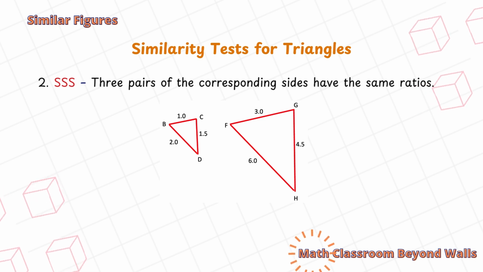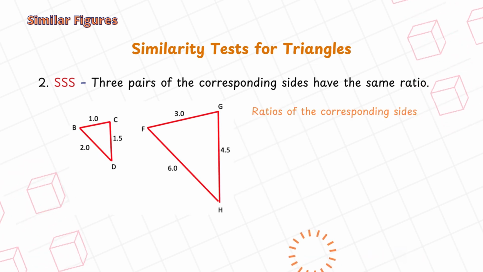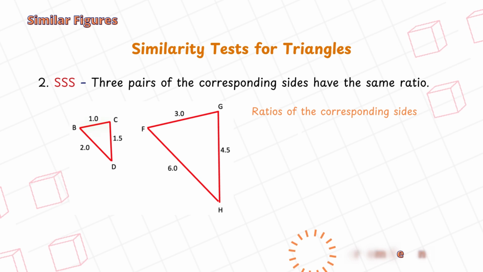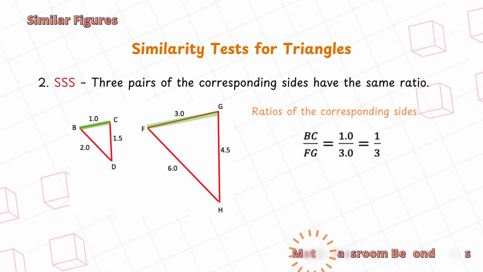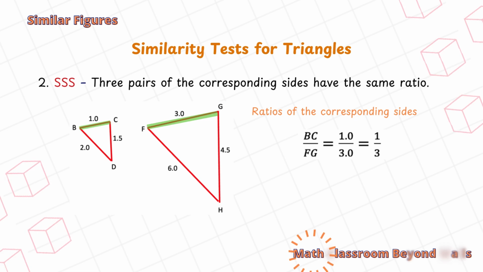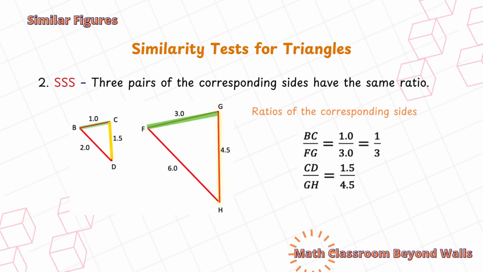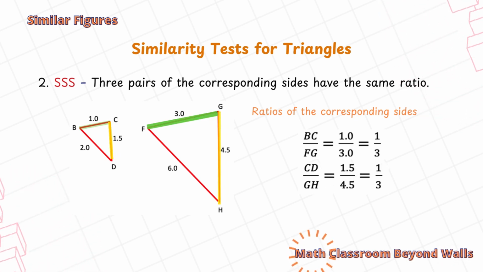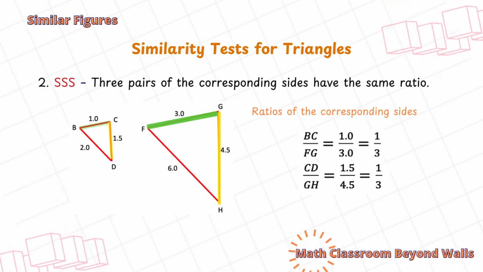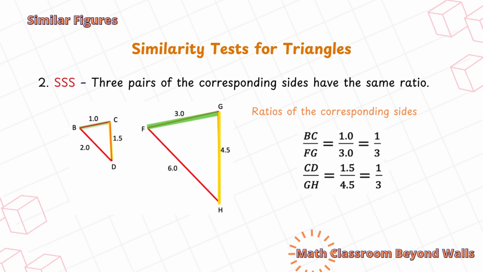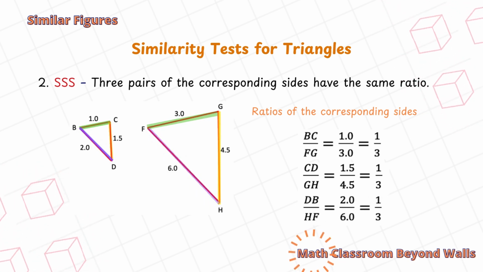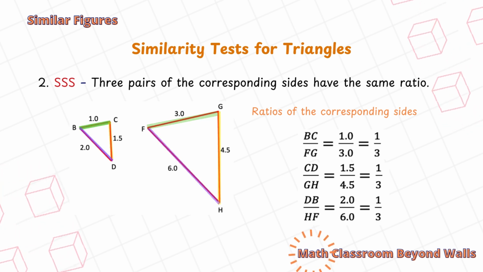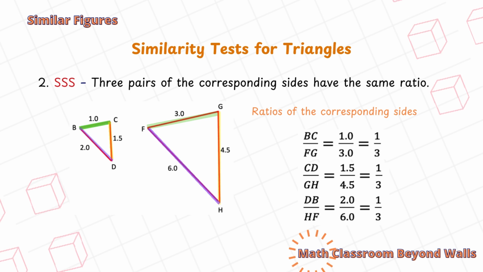Let's go. Setting up the ratio gives us the following. BC over FG is equal to 1 over 3 equals 1/3. CD over GH is equal to 1.5 over 4.5 is equal to 1/3. DB over HF is equal to 2.0 over 6.0 is equal to 1/3.